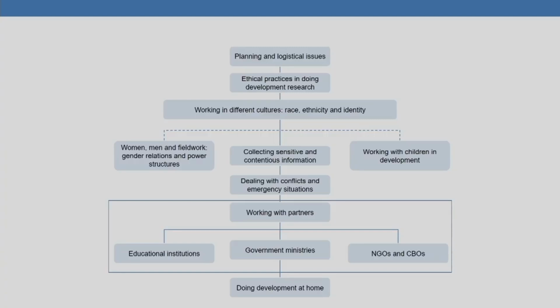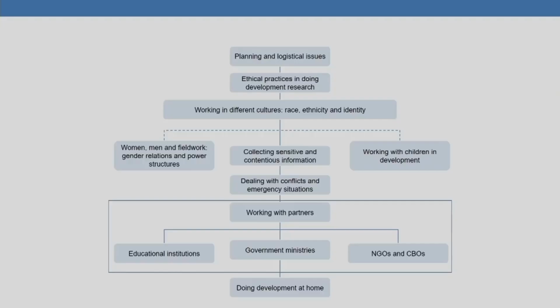Then we come to issues regarding working with partners. This relates to the idea of development practitioners and academics. As an academic, if we are approaching a development research project, how do we partner with various supranational agencies, government bodies, or various other collectives, women's collectives, trade union collectives? How do we partner with the different bodies to be able to action our research? So, the partners are mostly from educational institutions, government ministries, NGOs and community based organizations. When we are partnering in collaboration with all of these organizations, we can then move towards doing development at home.